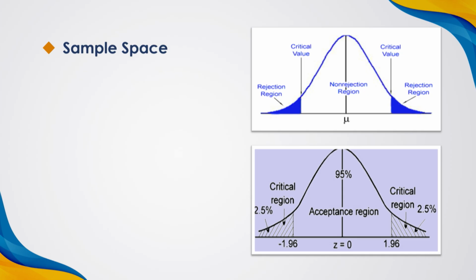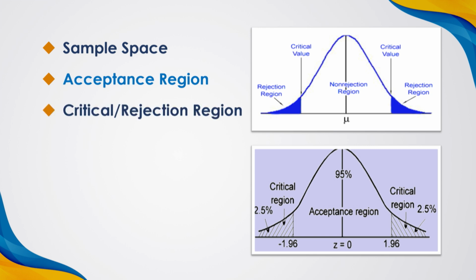Now, the total sample space is a combination, or a union, of two regions called the accepting region and the rejecting region. If you say that the sample space is the union, then there are two regions which are mostly influencing. There are two regions, in white color and blue color, with white indicating the accepting region, whereas blue indicates the critical region, also referred to as the rejection region.